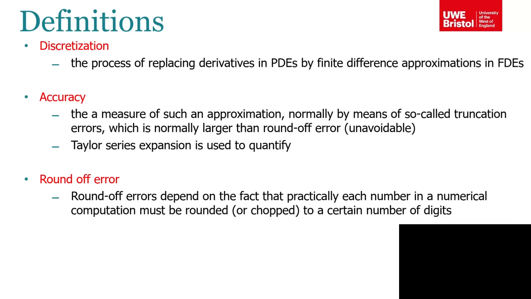Then you have the round-off error. Round-off error is the error given to the problem by the computer. That means every number has a limited number of digits. It doesn't have infinite digits. So where you truncate that number will lead to the inaccuracy, or the round-off error. Okay.